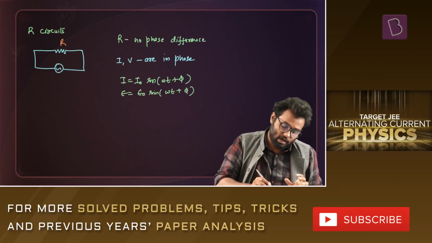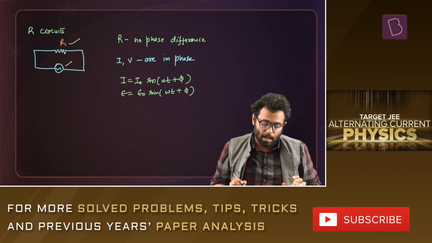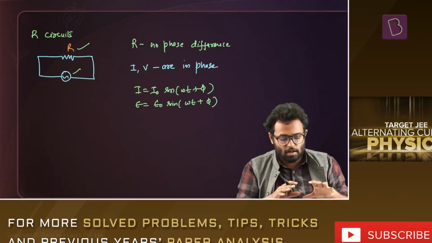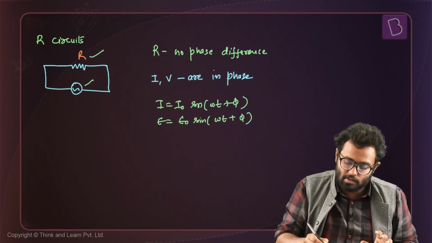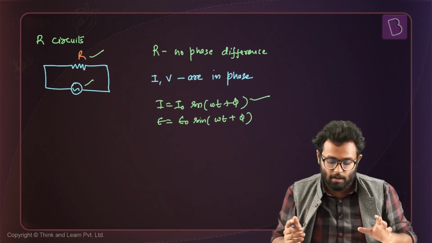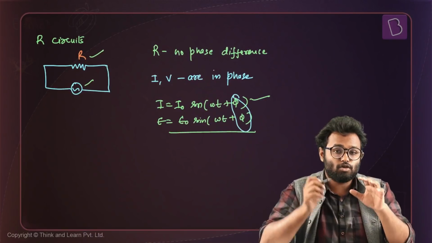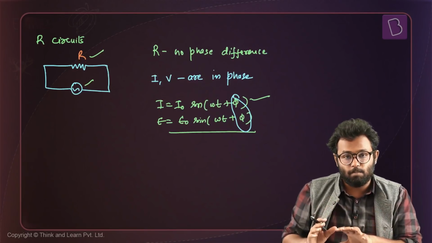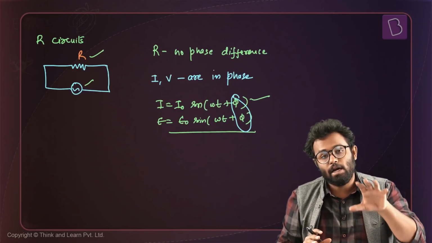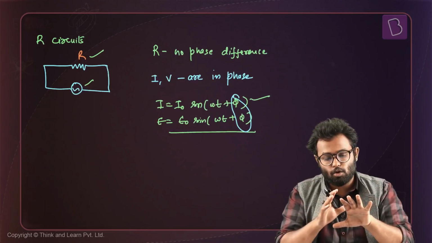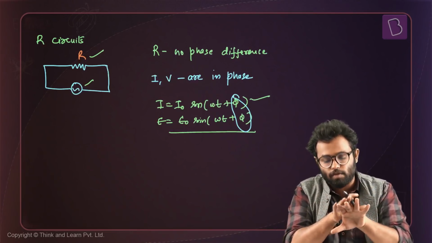Here I have a circuit with a resistor and an AC source. Now this particular circuit is really simple. Here the current is I = I0 sin(ωt + φ), and E is also E0 sin(ωt + φ). So in this case, I and V, that is the current and voltage, are in phase. They don't lag or lead. They both move in phase.